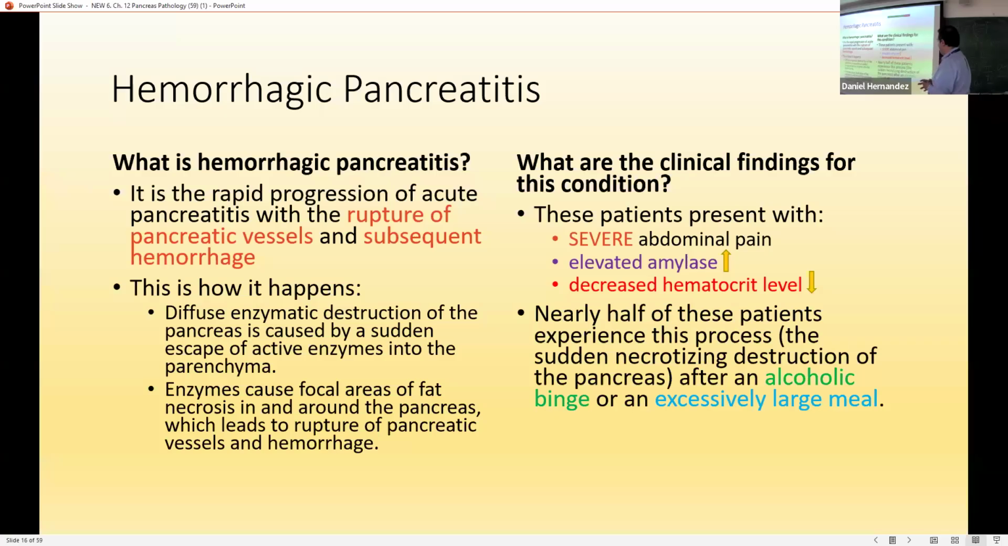Nearly half of these patients experience this process, the sudden necrotizing destruction of the pancreas, after an alcoholic binge or an excessively large meal.